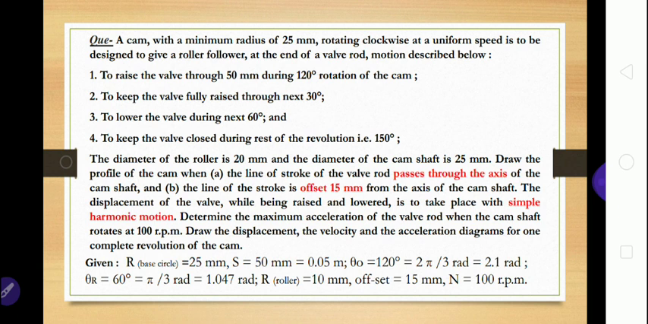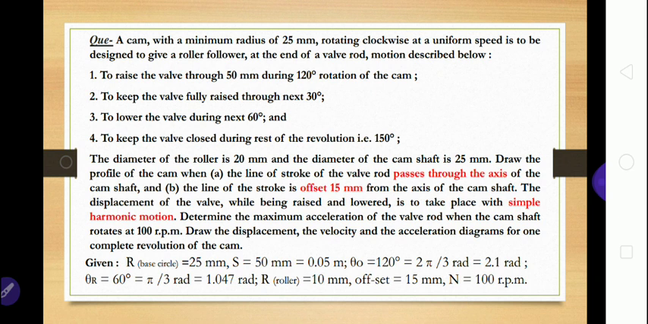only. At a uniform speed is to be designed to give a roller follower at the end of a rod, motion described given below. Now there are four motions given for that follower: to raise the roller through 50 mm during 120-degree rotation of the cam. That means maximum displacement or lift of that follower is given as 50 mm. This we are representing by capital S. S is equal to 50 mm is equal to 0.05 meter. We will write it in the given data.